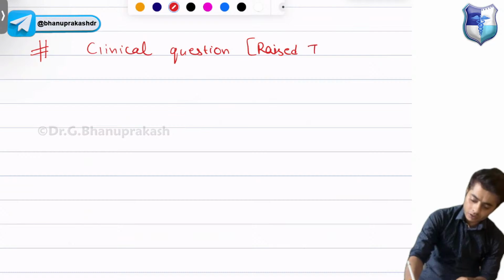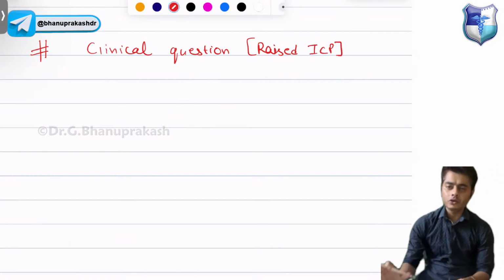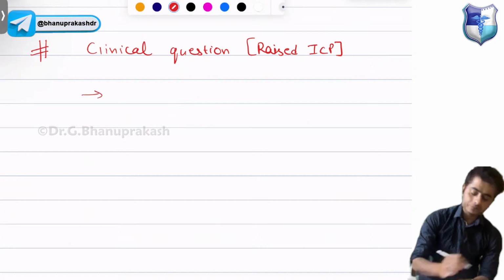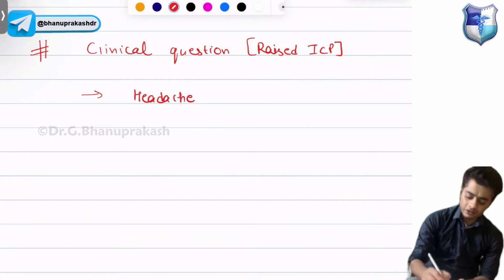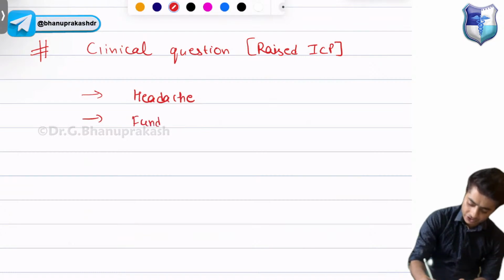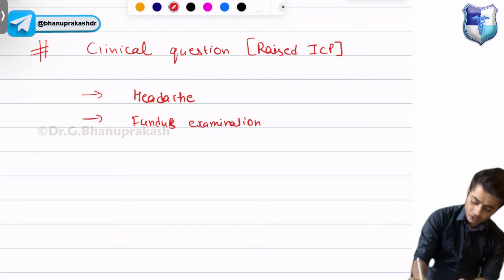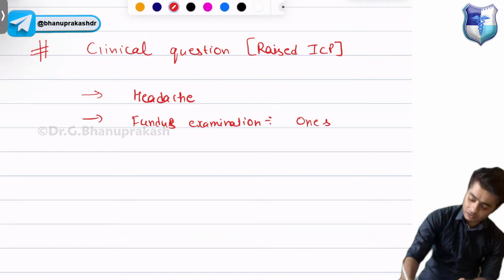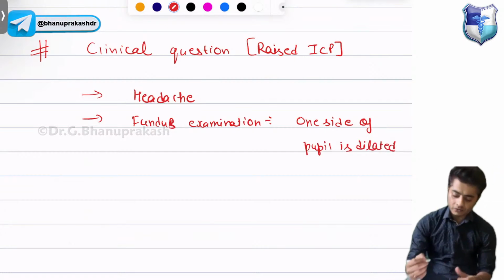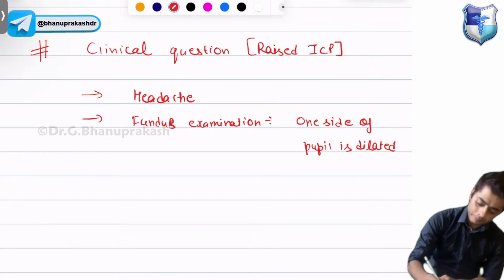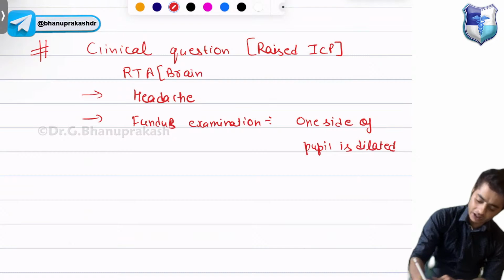A patient comes to you in your casualty. On examination, the patient was having headache, and when you did the fundus examination, you found that one side of the pupil is dilated. The patient suffered a road traffic accident, RTA, and was having a brain injury.